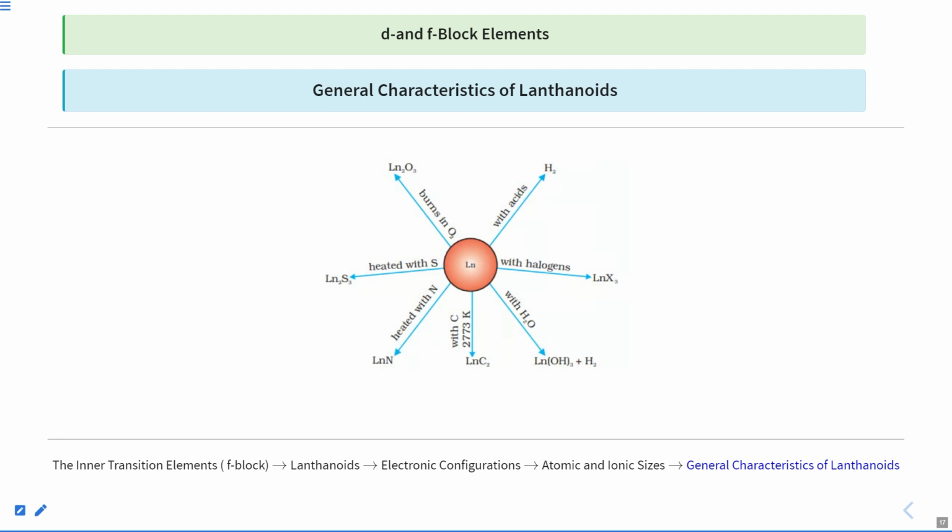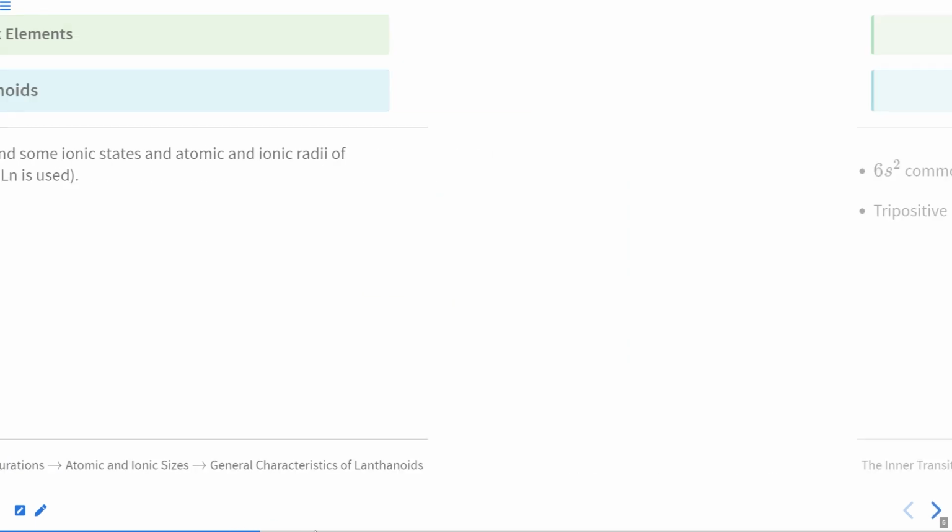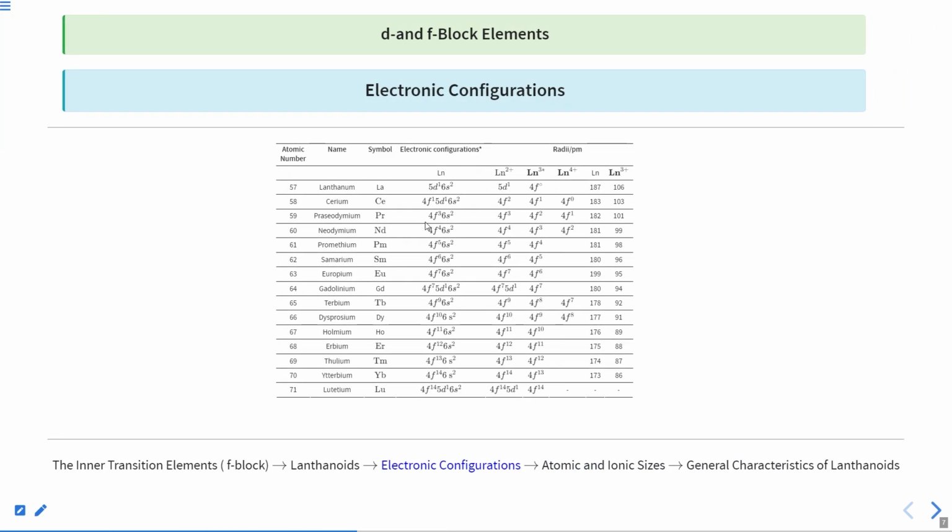Now let us have a quick revision of the lanthanoids that we have studied. First of all, the most important part is the electronic configuration. You just look at the electronic configuration. In this you have to remember that cerium and gadolinium are exceptions. Again, for cerium, we have an exception in its +2 oxidation state also, in which one of the electrons from 5d goes to 4f.